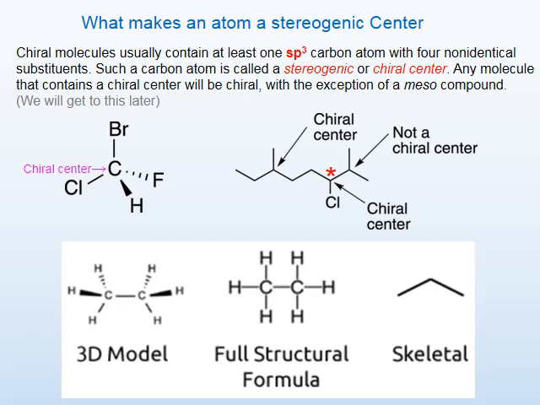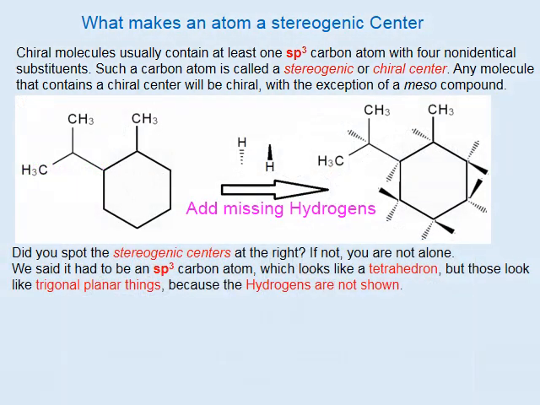It is not always easy to spot a chiral center. Can you spot the chiral centers in the structure at the left? If not, you are not alone. We said chiral centers had to be sp3 carbons. Probably you were looking for a tetrahedral pattern. Nothing here looks like a tetrahedron, because the hydrogens are not shown.